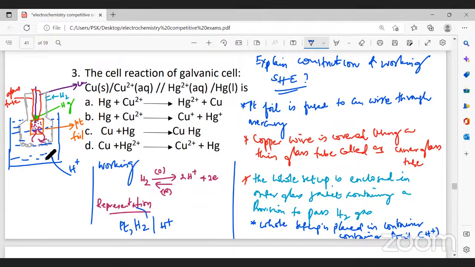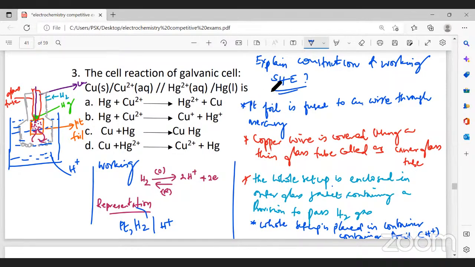Yes or no? Yes, sir. Therefore, we call this a hydrogen electrode. Any metal in contact with its own ions is called an electrode. Here, a non-metal, hydrogen, is also in contact with hydrogen ions, using the support of platinum. Therefore, this is called a hydrogen electrode. This is the cell representation.